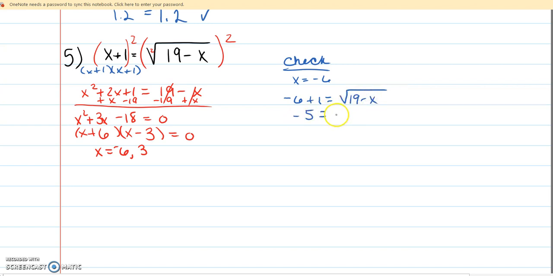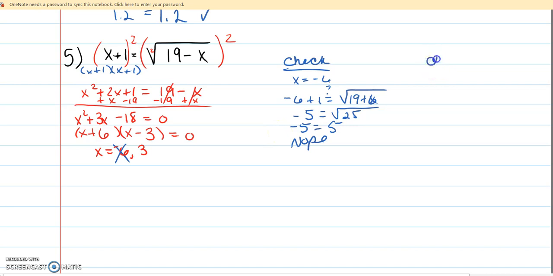Negative 5 equals the square root of, oh, I'm going to put negative 6 in here. So negative 6 would make it positive, and that would be 25. Well, negative 5 equals 5? Nope. So negative 6 doesn't work because those two things aren't equal.